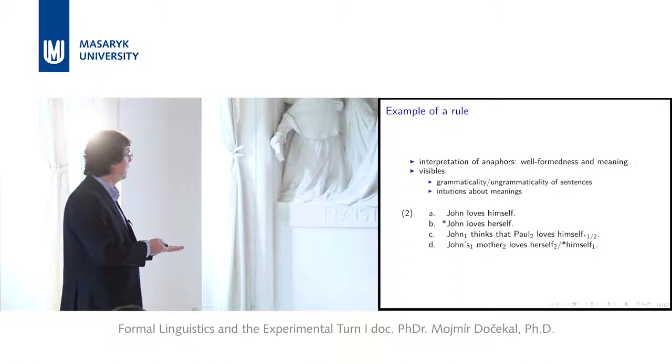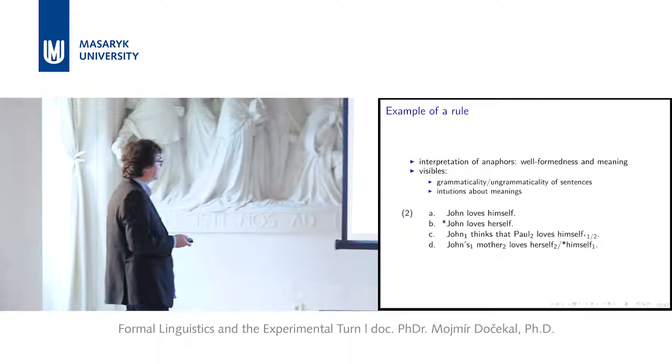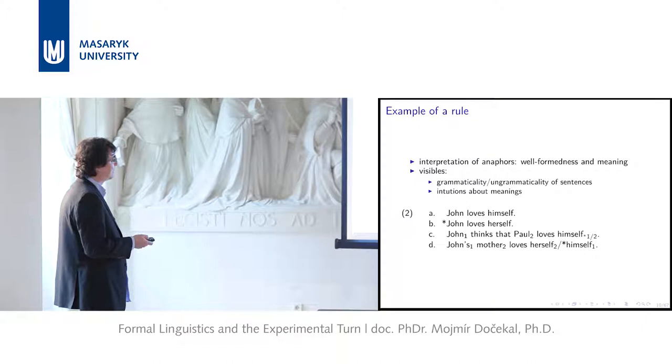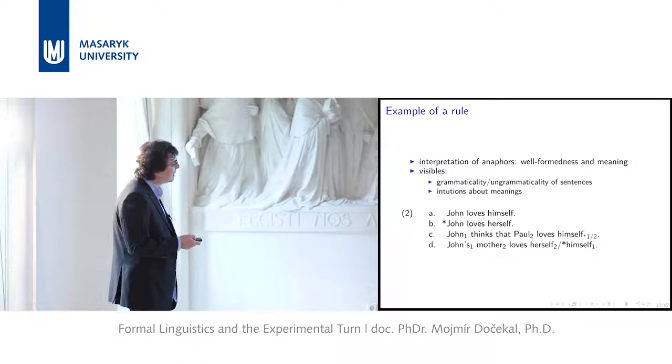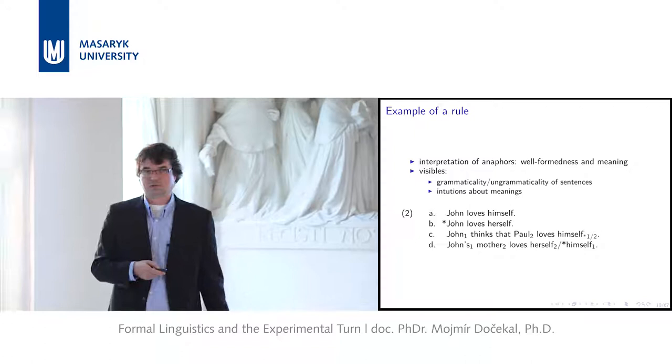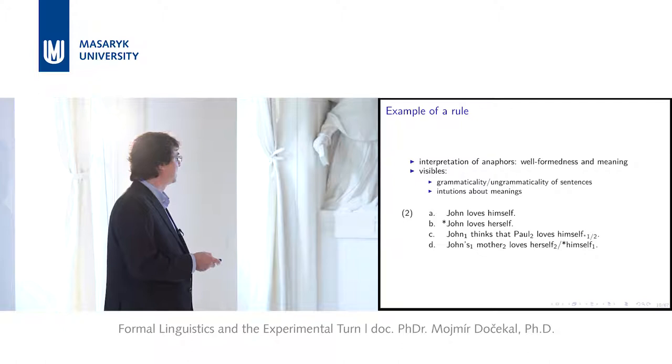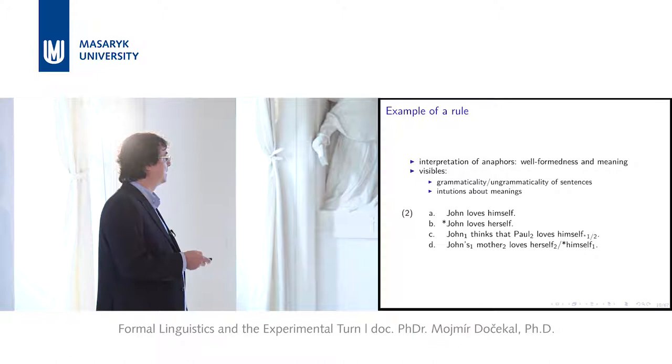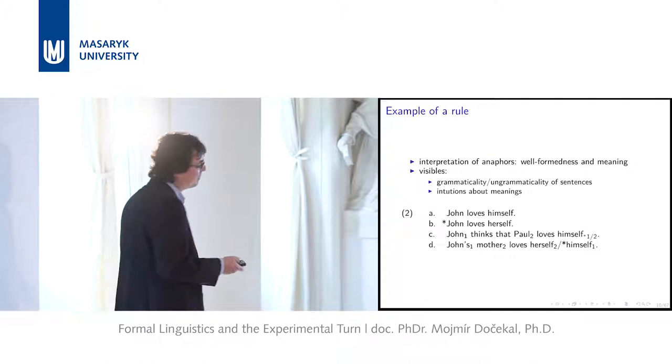And then people have intuitions about meanings. So if I say, John thinks that Paul loves himself, the only way people understand this is that himself co-refers, this technical term, has the same meaning as Paul. It cannot mean that John thinks that Paul loves John. That's why I use these subscripts, and I have this star here which is used to mark the ungrammatical sentence. So it's not possible to understand this sentence as if himself would mean the same as John, but the only possible way to interpret it is as co-referent with Paul.